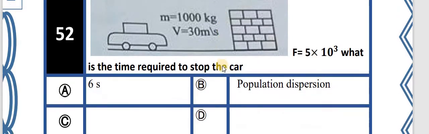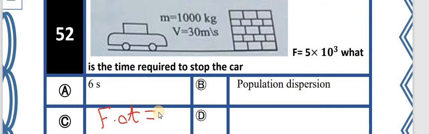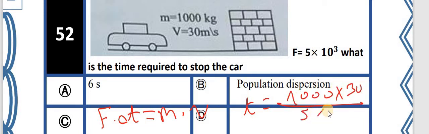Here, given a mass, velocity, and force, and asked about the time. F times delta T equals M times V. So T equals mass, 1000, times velocity, 30, divided by the force, 5 times 10 to the power of 3. We cross out zeros, 30 divided by 5 is 6, so it's 6 seconds.